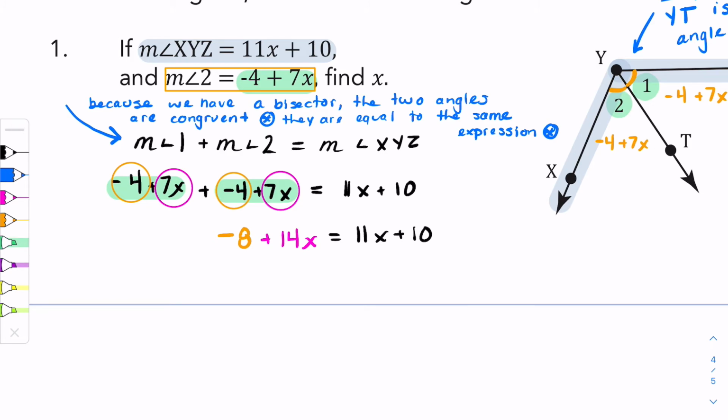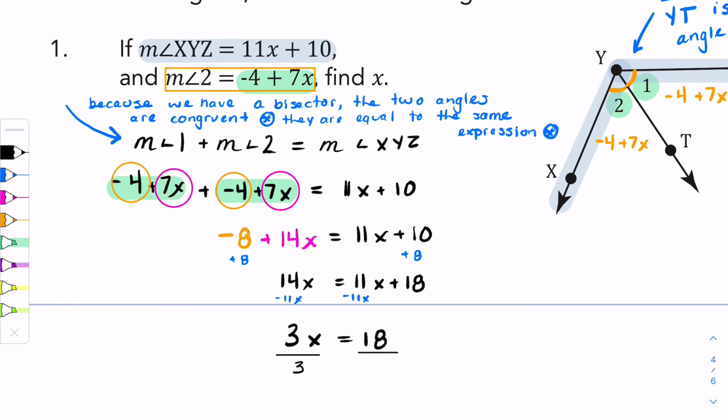I am going to add 8 to both sides, leaving me with 14x is equal to 11x plus 18. And then I'm going to subtract 11x from both sides, leaving me with 3x is equal to 18. From here, I divide both sides by 3, and that gives me the answer of x is equal to 6.